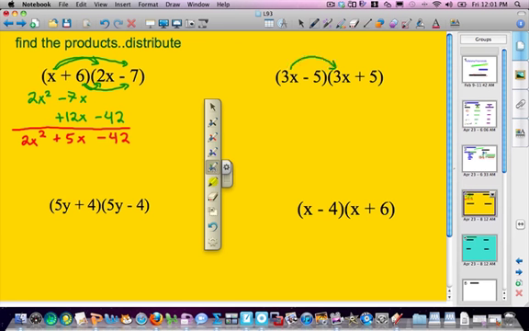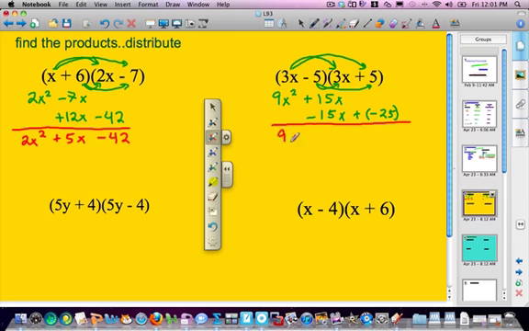3x times 3x yields 9x squared. 3x times positive 5 yields a positive 15x. Distributing the second term across yields a negative 15x. Negative 5 times a positive 5 yields a negative 25. Final step will be to combine like terms. 9x squared minus 25. So this expression, 3x minus 5 times 3x plus 5, yielded a quadratic binomial, 9x squared minus 25.